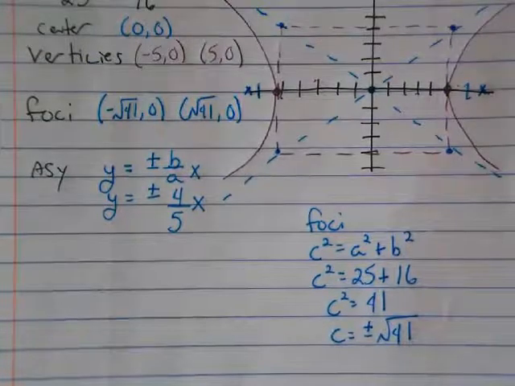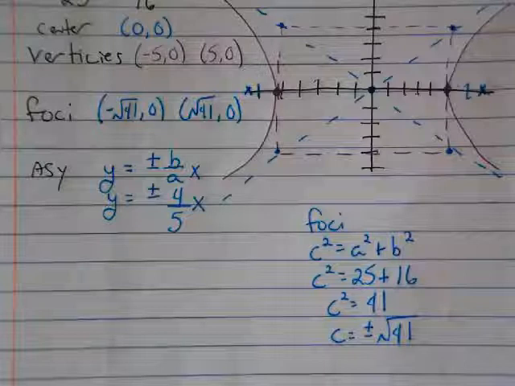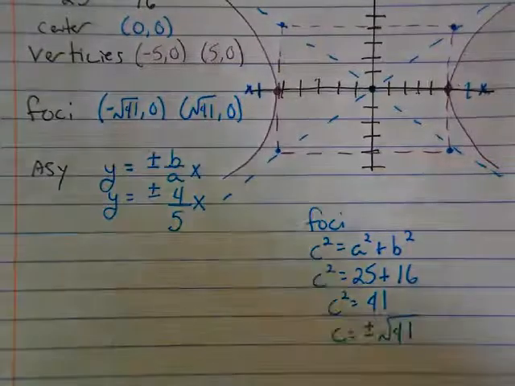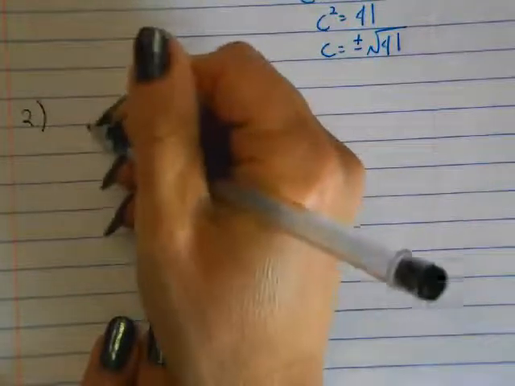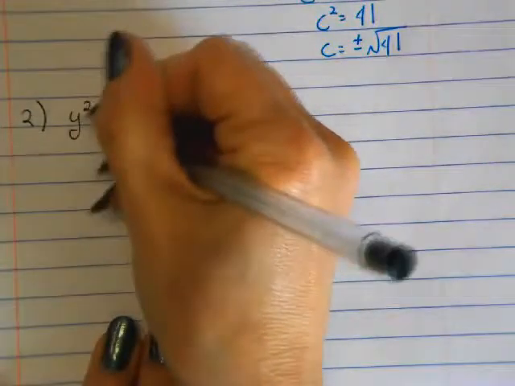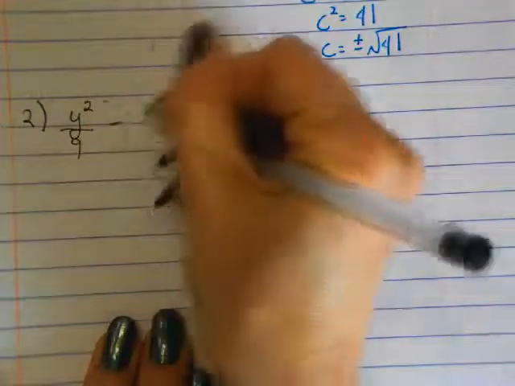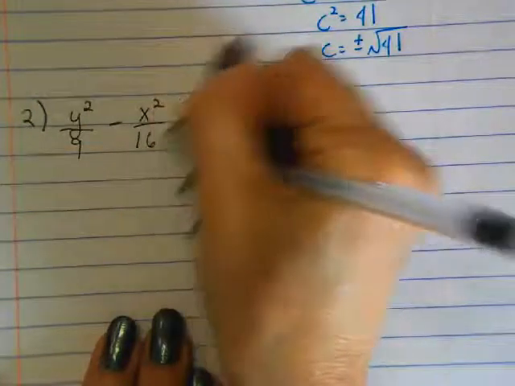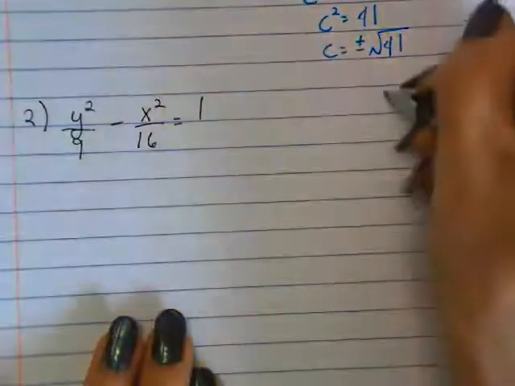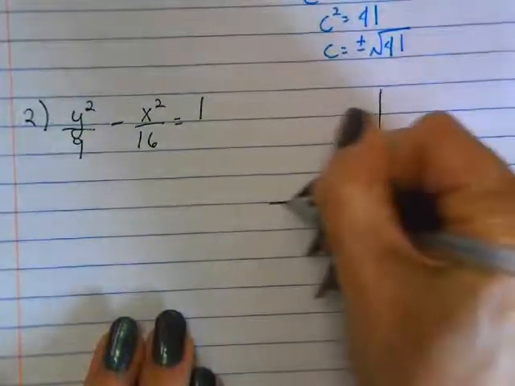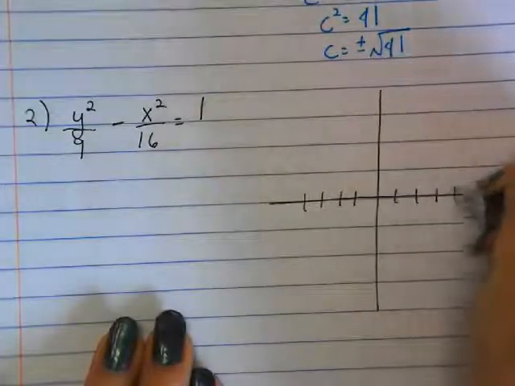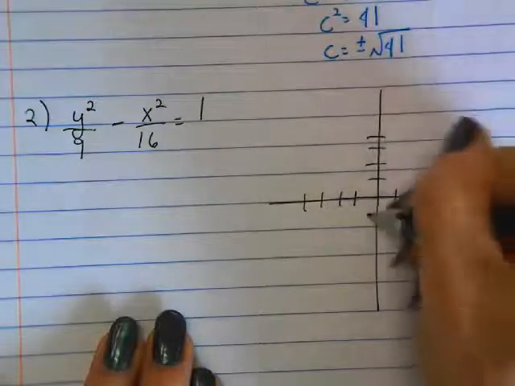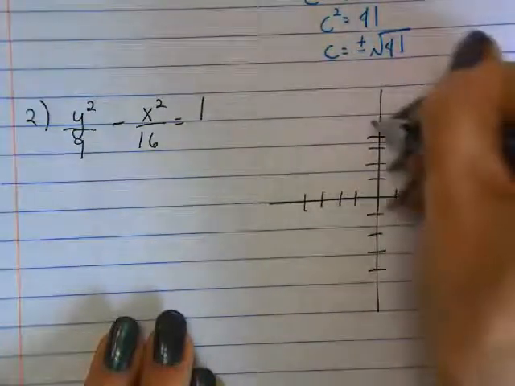Alright, shall we try a second one? Let's do y squared over 9 minus x squared over 16 equals 1. I'm going to go ahead and do 5 on each.